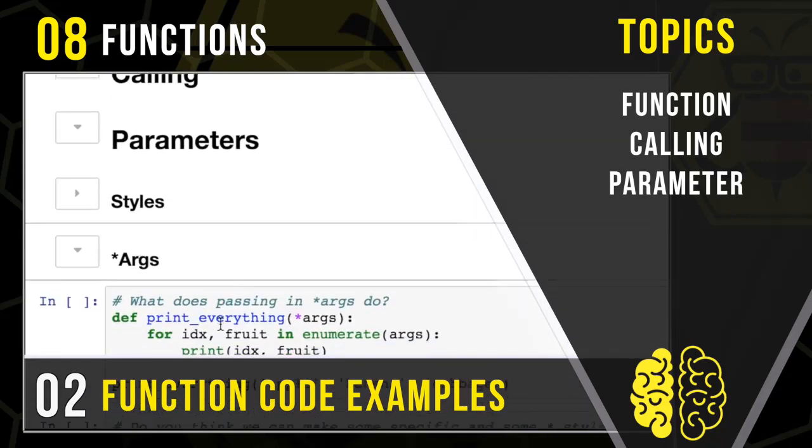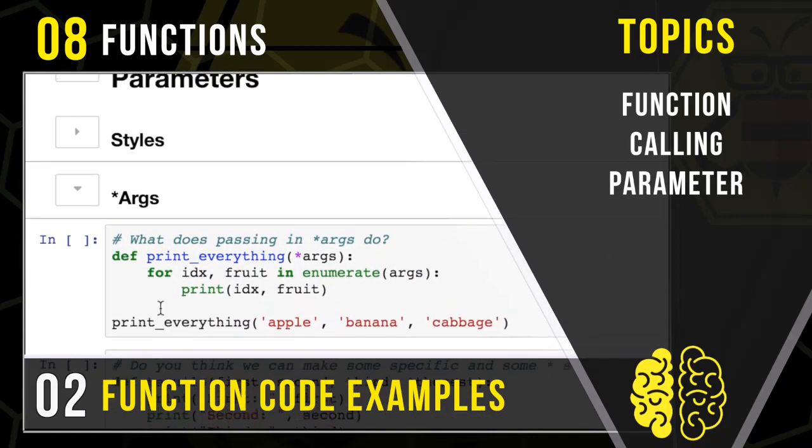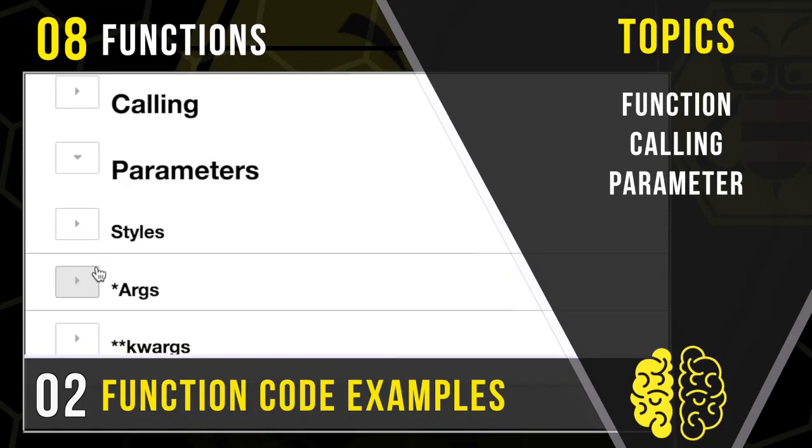We're going to talk about something called star args, which allows us to do lists. And then we're going to use something called star kwargs. So get ready to find out what all these funky words are about in this lesson.